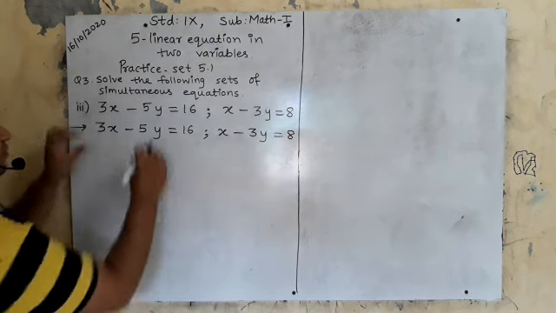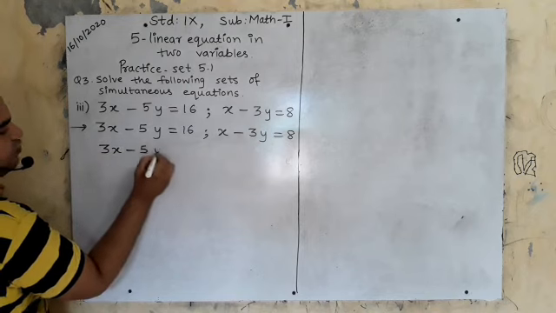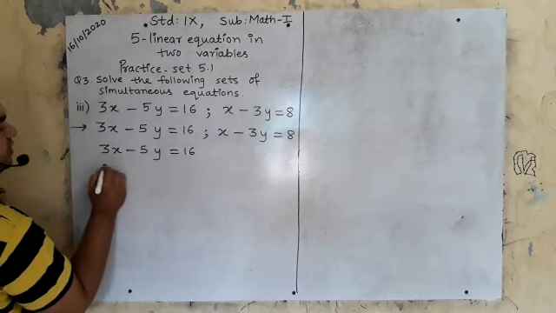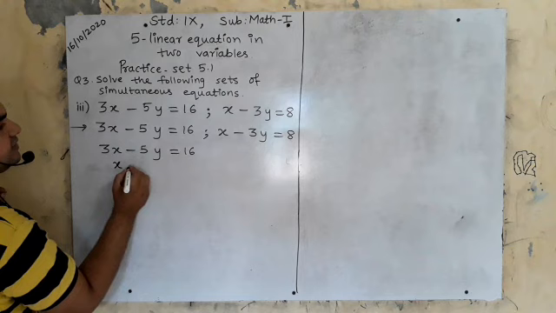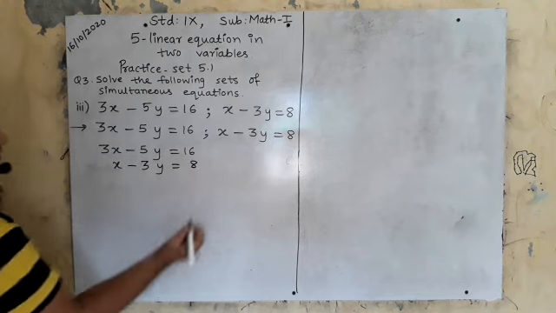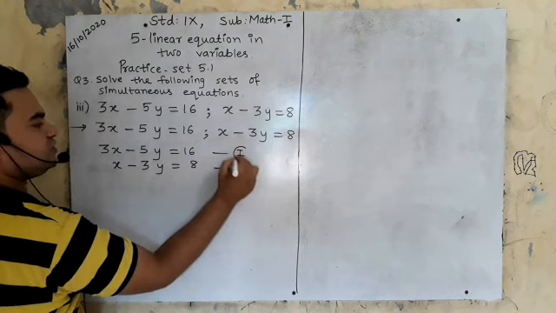What you will do first? First copy the first equation, 3x minus 5y is equals to 16. The second equation we will write below here, x below x: x minus 3y is equals to 8. So this is my first equation and this is my second equation, right?